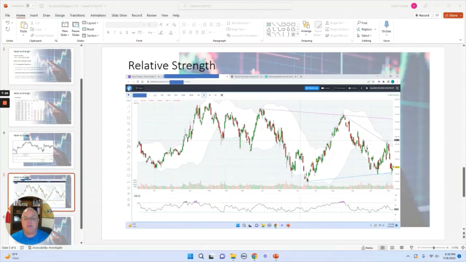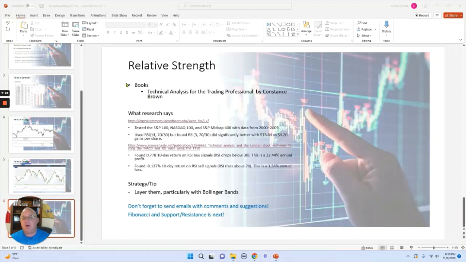So there's a book on it, Technical Analysis for the Trading Professional by Constance Brown. You can go look at the links that we have in here and take a look at it if you want. It's a pretty good relative strength one. It has others in there as well, but it's got a good section on relative strength for sure.